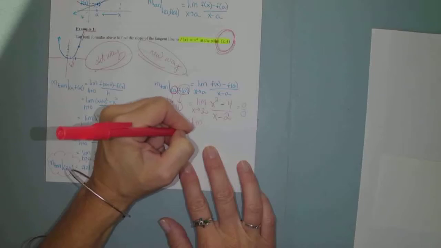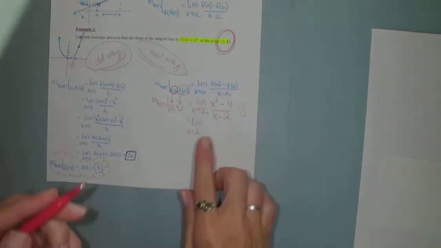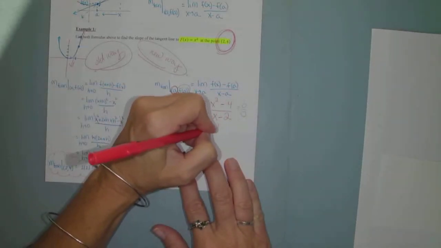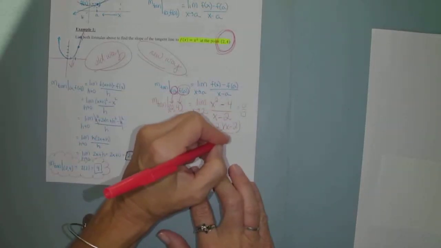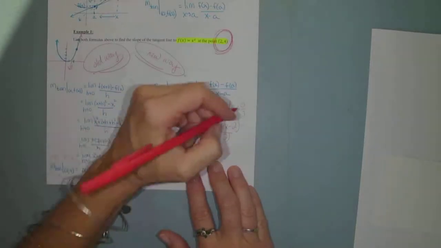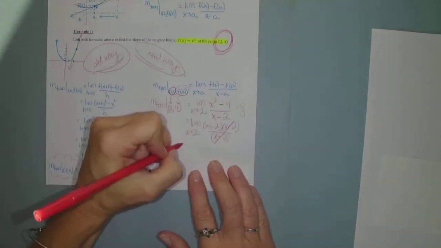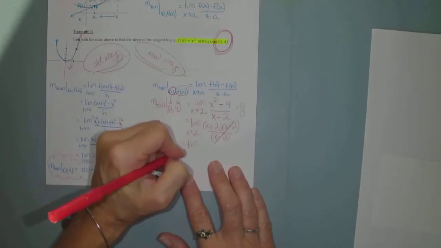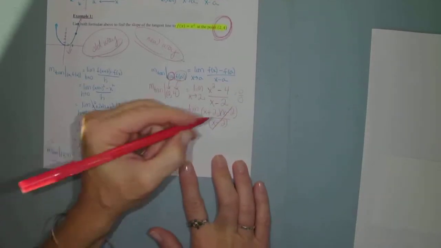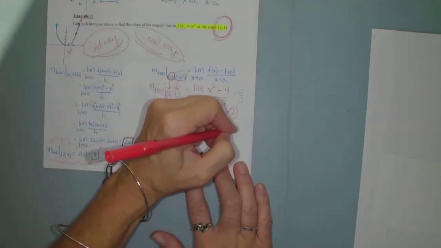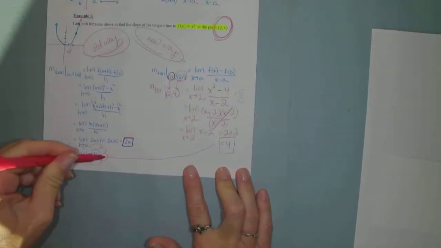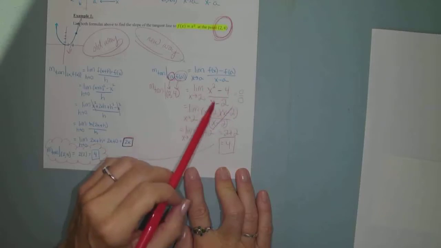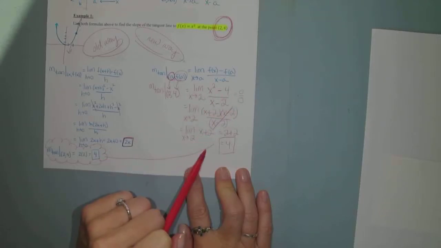So the limit as x approaches 2, I can factor the top into x plus 2, x minus 2, all over x minus 2. The x minus 2's are going to cancel. And now I just have the limit as x approaches 2 of x plus 2, which is equal to 2 plus 2, or 4. Same answer as over here, but much different looking problem.